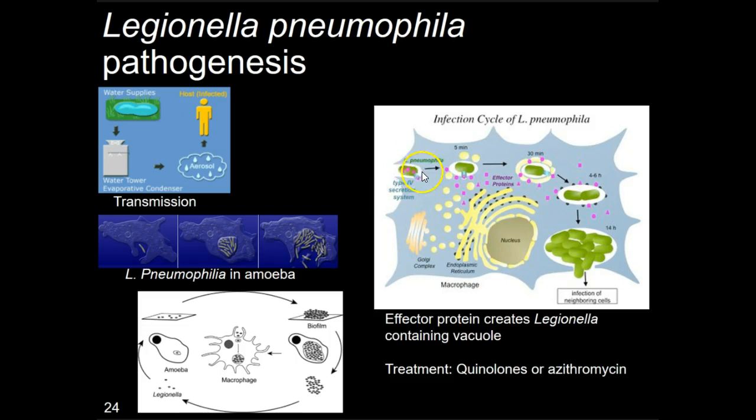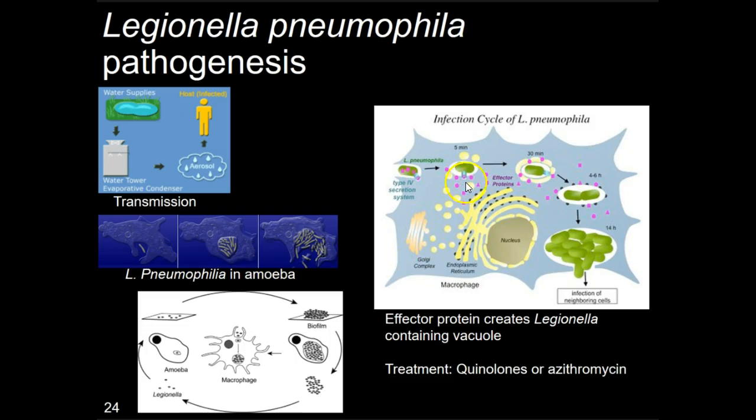pneumophila. So here we have a bacteria that has a type 4 secretion system. It releases proteins from this type 4 secretion system. So the secretion system is kind of like a tube that goes from this bacteria into the cytosol of this host. The bacteria pumps proteins through this tube, this type 4 secretion system, and changes the ability of the host to kill this bacteria in a phagolysosome.